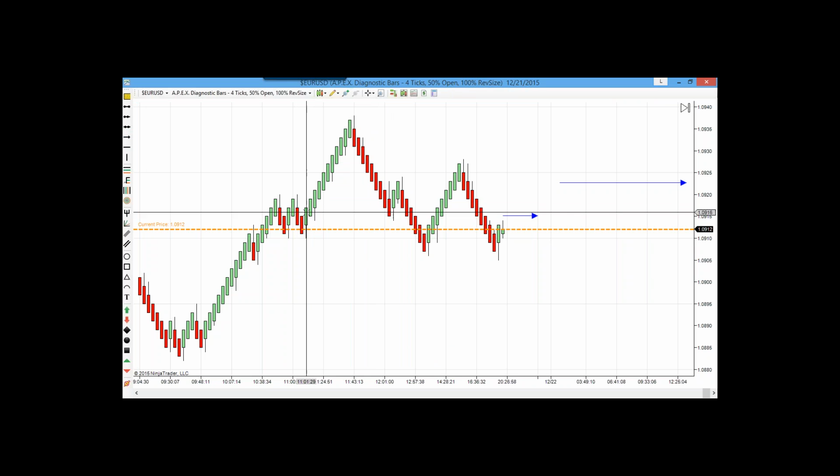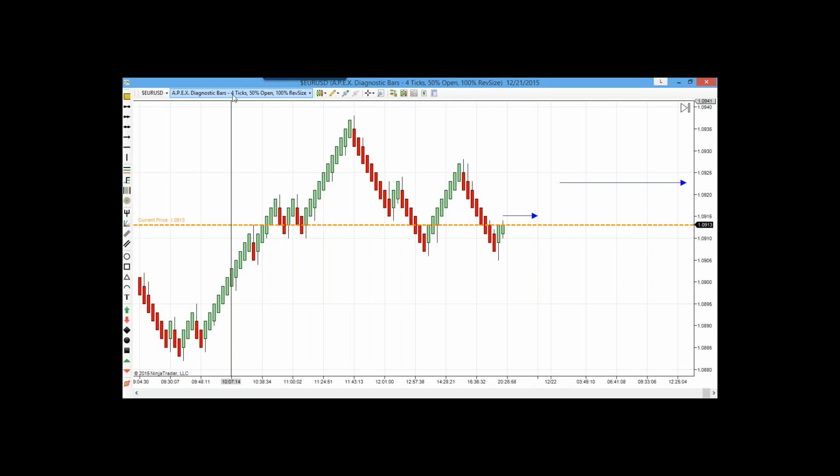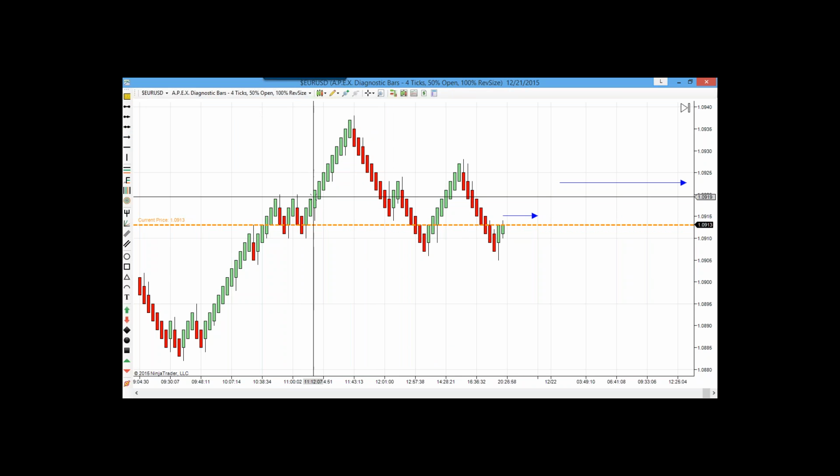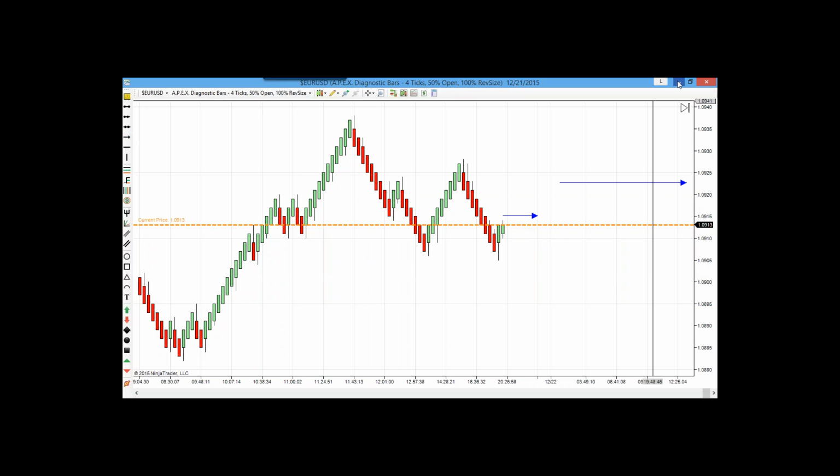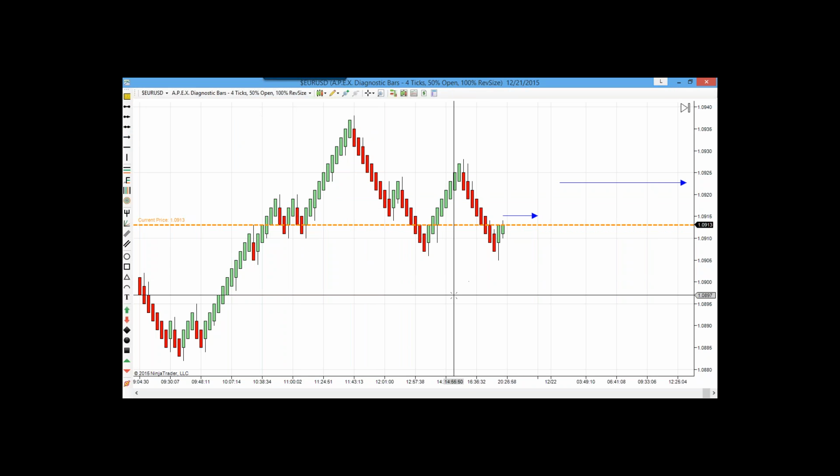They're not time-based. They're not minute bars. They're similar to a Renko bar, where they're 4-tick bars. The market moves 4 ticks, it makes a new bar. So they're tick bars, not time-based. Just a little bit different kind of bar that we use for some of our things.